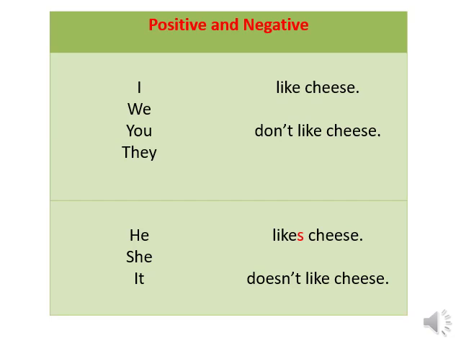In the positive and negative form, let's start with the positive form. I like cheese. We like cheese. You like cheese. In the negative form, we put don't. So, I don't like cheese. You don't like cheese. With he, she, and it, we add s, like likes. So, he likes, she likes, it likes. In the negative form, we put doesn't like.